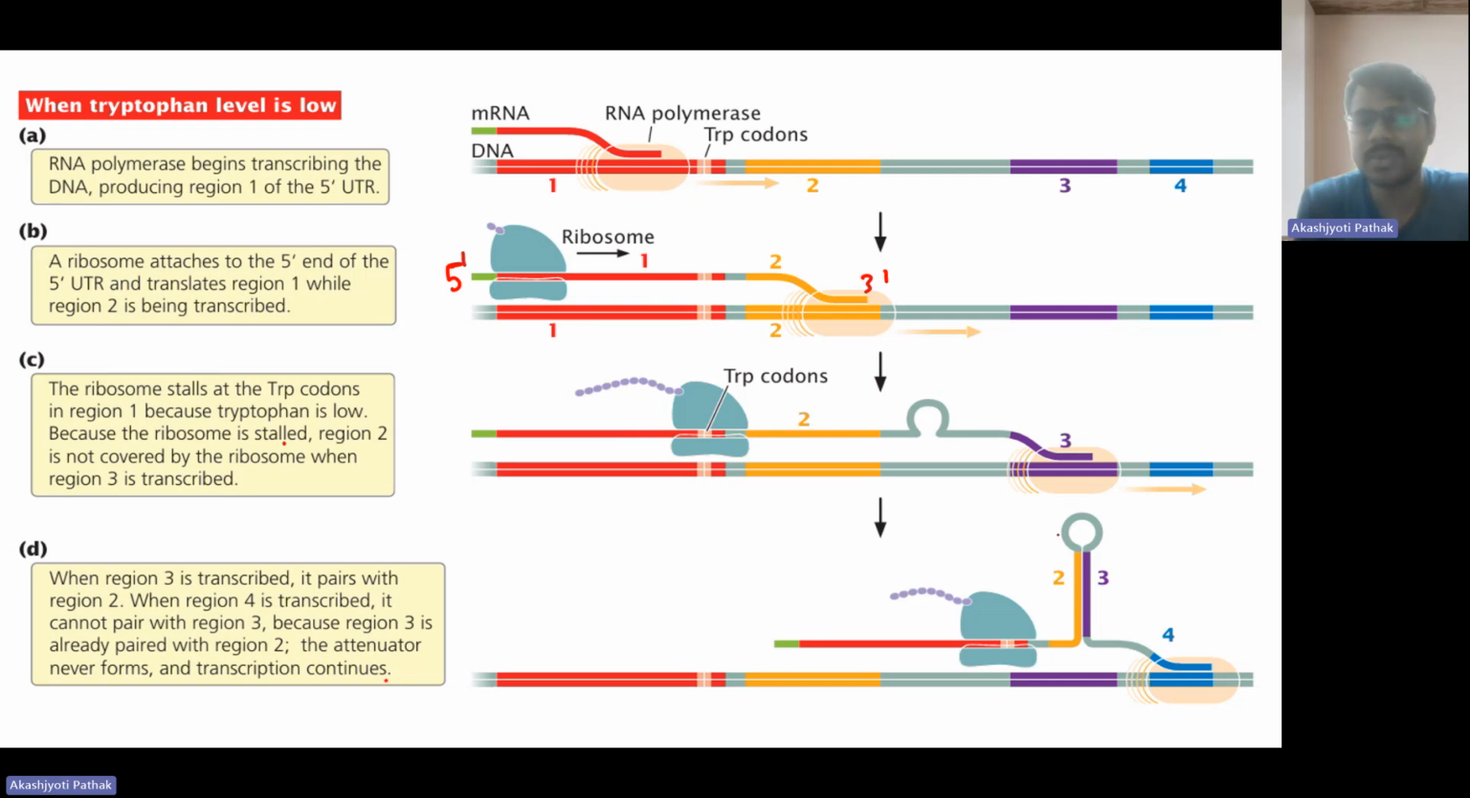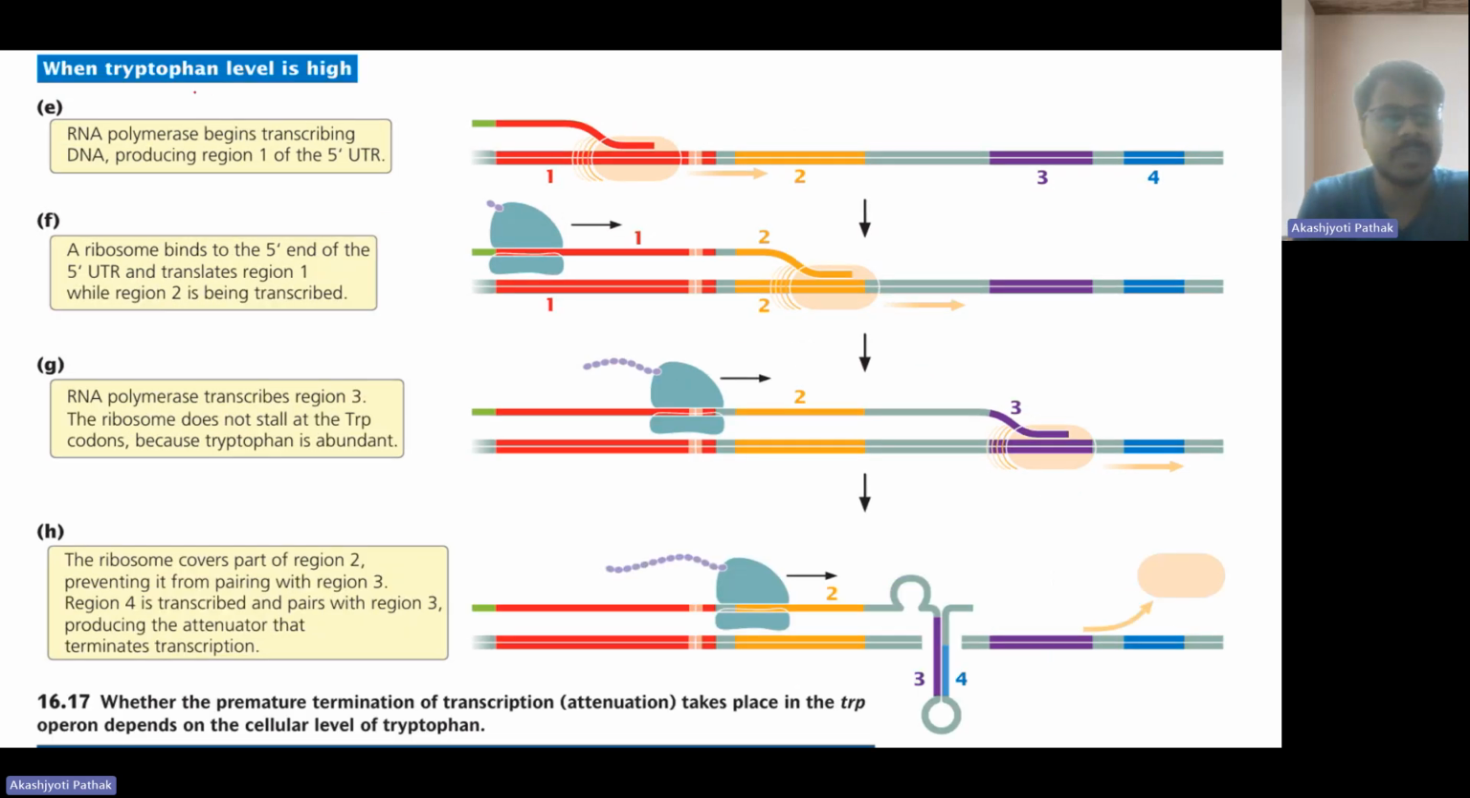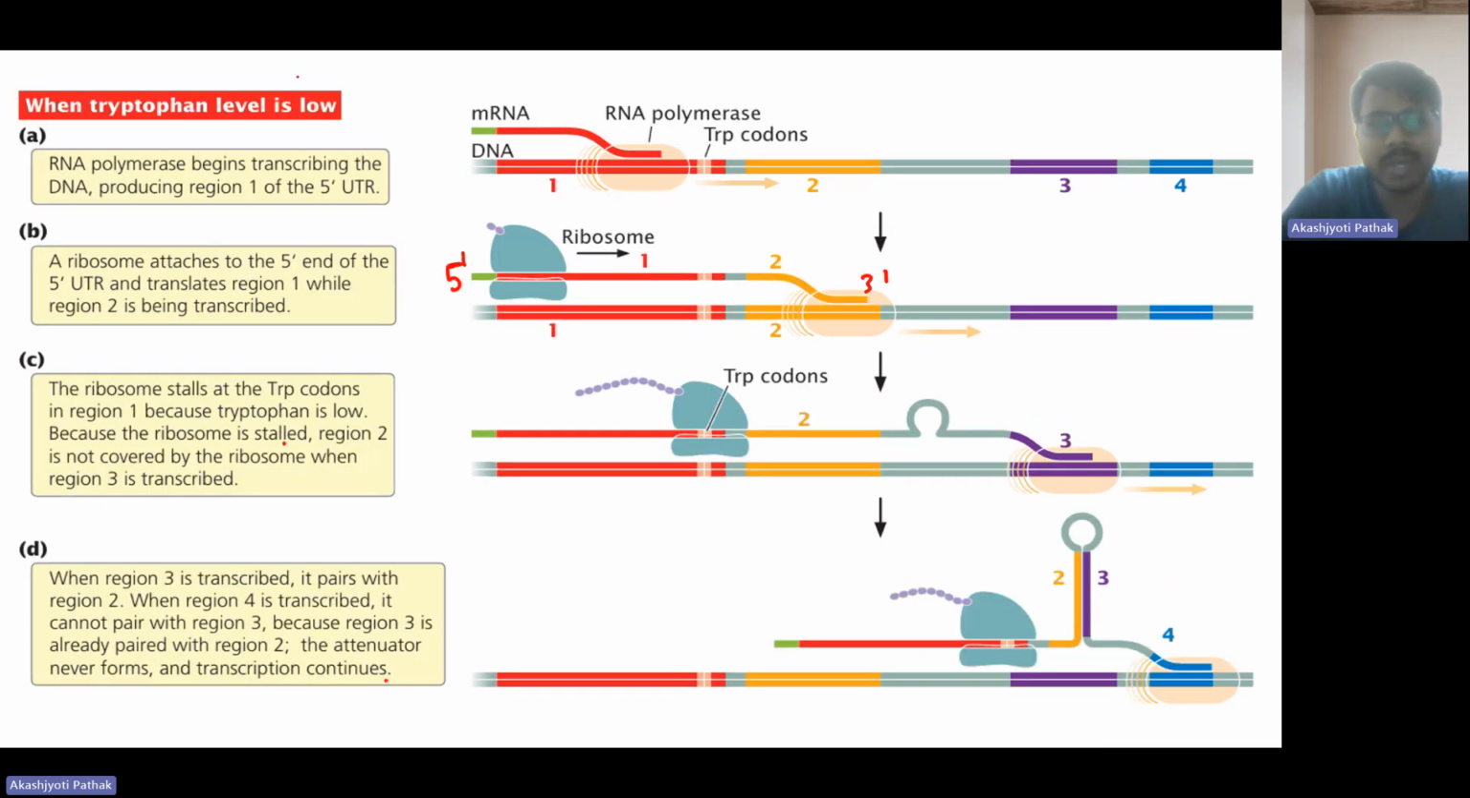So you have to understand that when this 2, 3 hairpin structure is formed, the transcription will not stop. While when the hairpin structure is formed between regions 3 and 4, only then my transcription will stop. Okay, so that is what is explained here. So when tryptophan level is low, you would want the tryptophan operon to stay on.